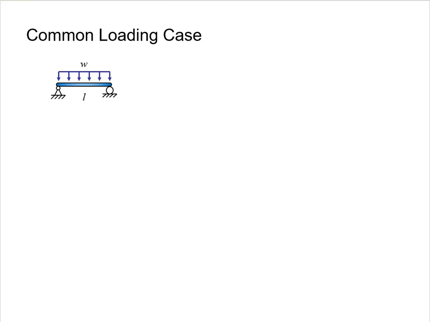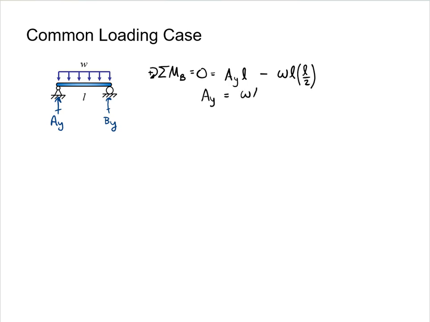There are vertical reactions at each support. Let's call them A and B. If we sum moments about B, we get a positive contribution from AY and a negative contribution from the distributed load acting at L over 2 from B. When we solve for the reaction at A, we get omega L over 2.